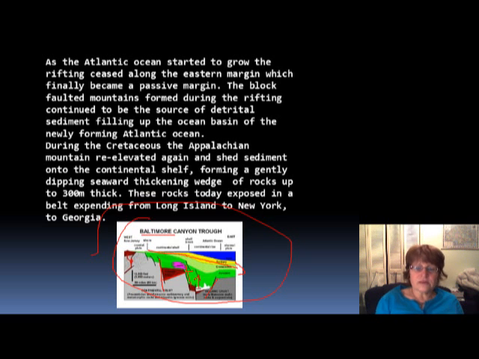By the way, I already mentioned that the Appalachians had become completely peneplain, which means completely flat, by the end of the Jurassic, and then during the Cretaceous it was a little bit uplifted, so there was some kind of mountain from which the sediment went straight to the Atlantic Ocean and created this so-called seaward wedge. It's a seaward thickening wedge, about 300 meters thick. These rocks today are exposed in a belt extending from Long Island all the way to Georgia, basically.